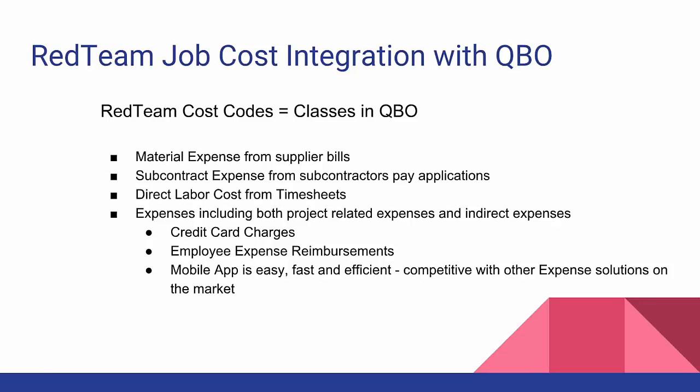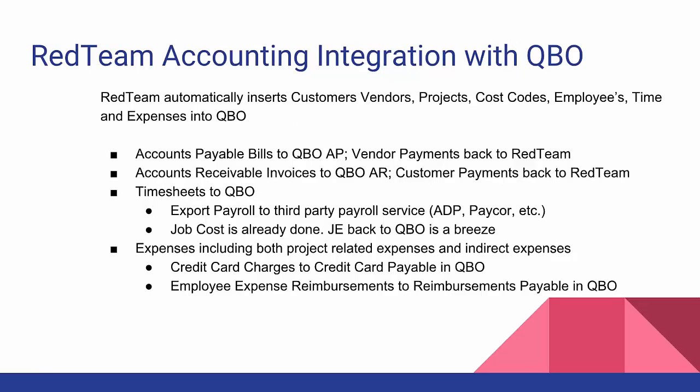Mobile app is the way to go with that. It's faster, it's real time, and you have a better chance of people actually using the tool and capturing those expenses and receipts. So the job cost is certainly robust in RedTeam, and it's coming to QuickBooks via an API in a very clean and efficient manner. There's other integrations that Chelsea mentioned, other accounting integrations. I'm focusing specifically on the accounting side of the house.